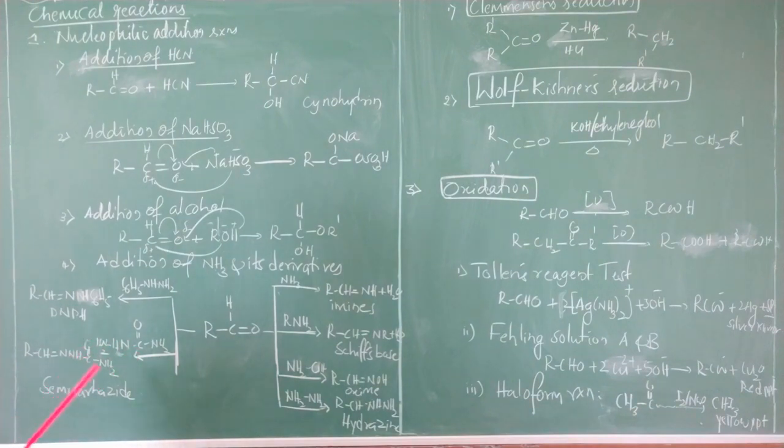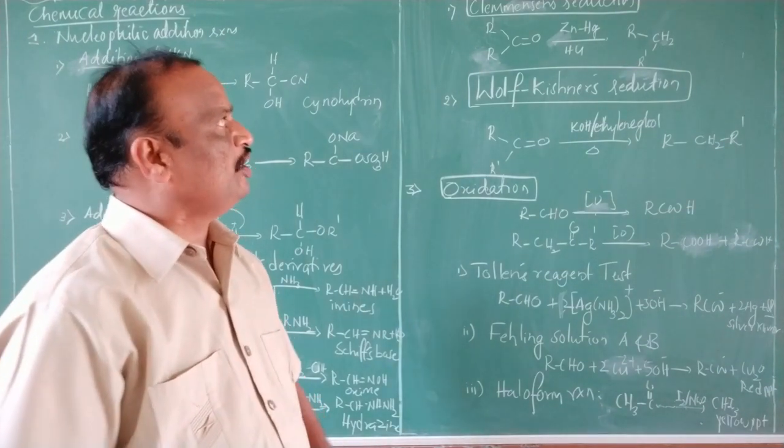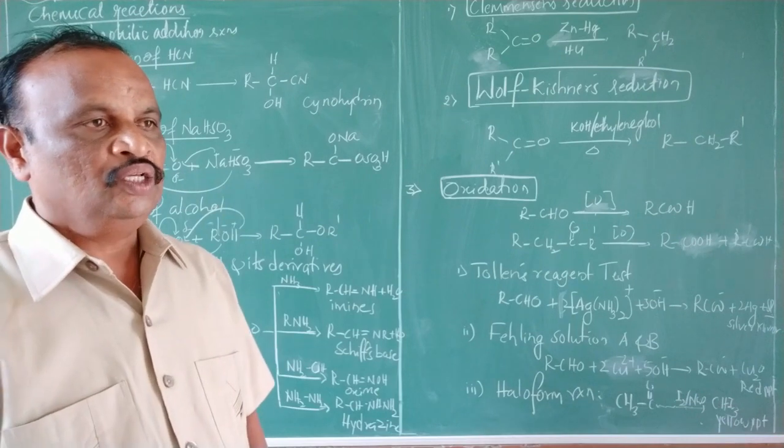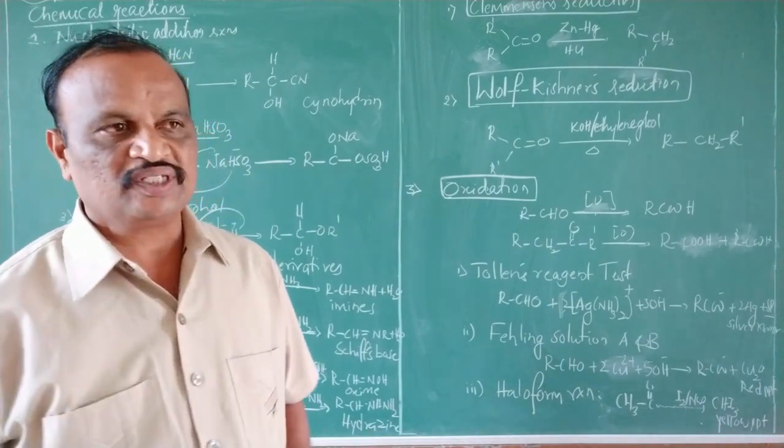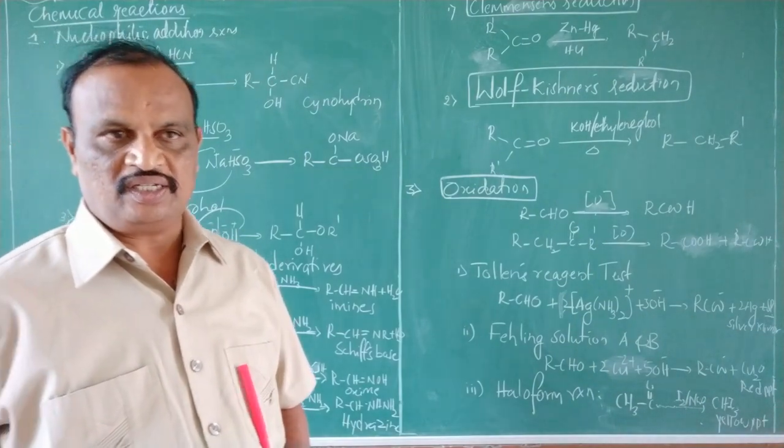And another one is the Gibbs base. What is this? Semicarbazide reaction with semicarbazide. So when semicarbazide reacts with an aldehyde or ketone, it forms semicarbazones. Like this, the addition products are going to be formed there.